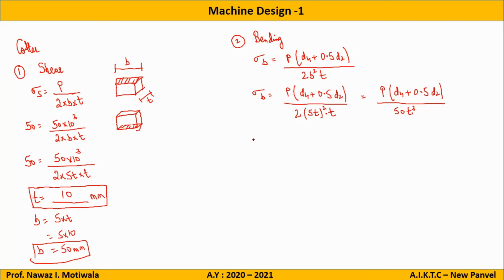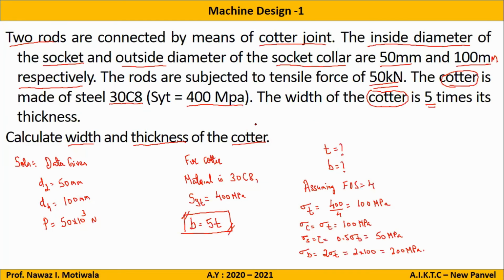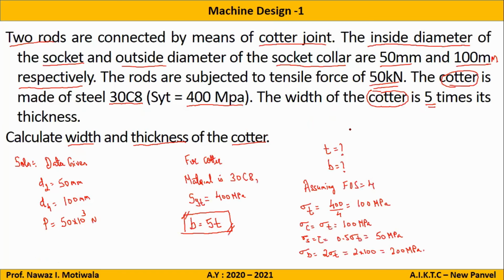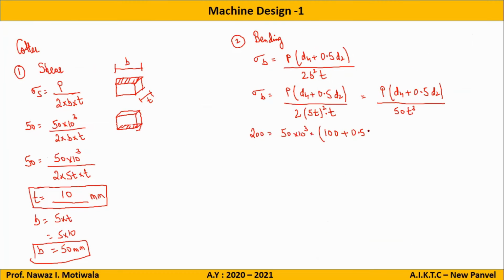Okay, so sigma B, what is the value of sigma B? We have considered it as 200. Okay, sigma B 200. So 200 is equal to the value of force, 50 into 10 raised to 3, multiplied by D4. D4 in the question was given to us as 100, plus 0.5 D2. In place of D2, I think we were given 50, divided by again 50 T cube. So from this equation you will get the answer for T. So kindly solve and get me the answer for T.